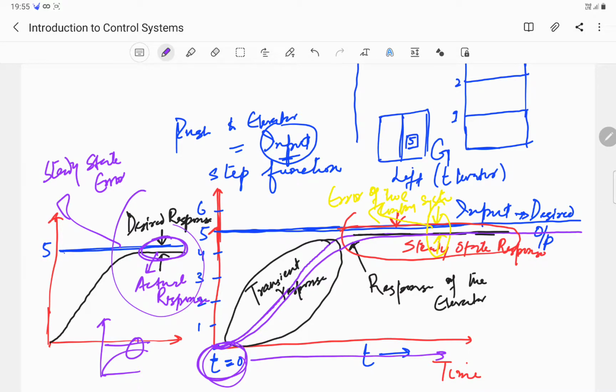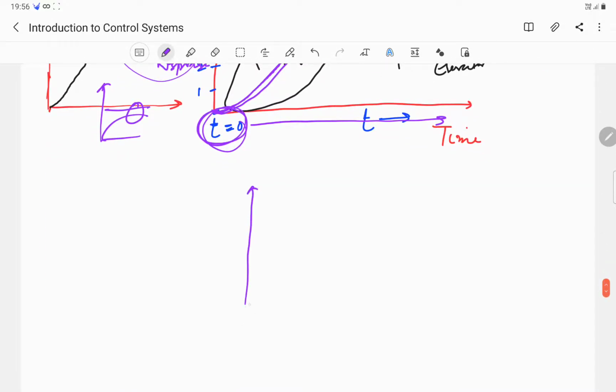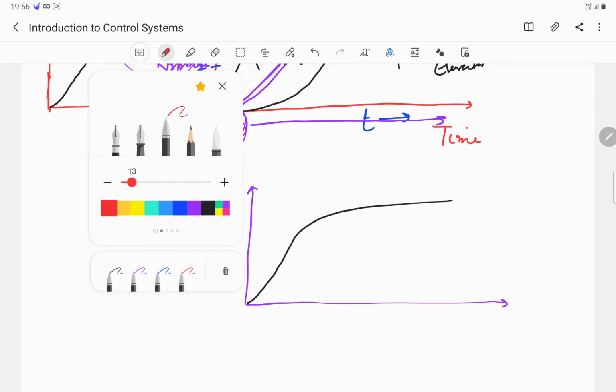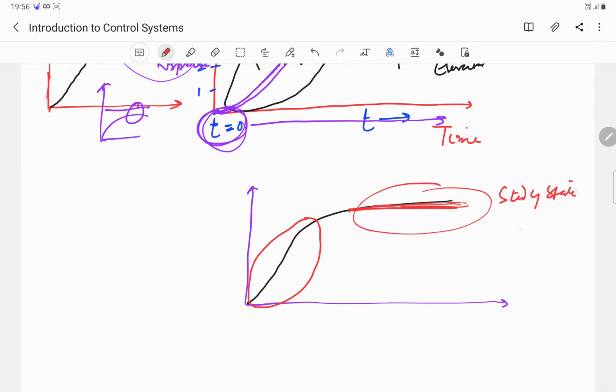So the transient region, let me again draw this curve. This part of the curve is the transient response. That is, it takes some time to reach the final state. And then we have another region, the steady state region. This part of the curve is the steady state response.